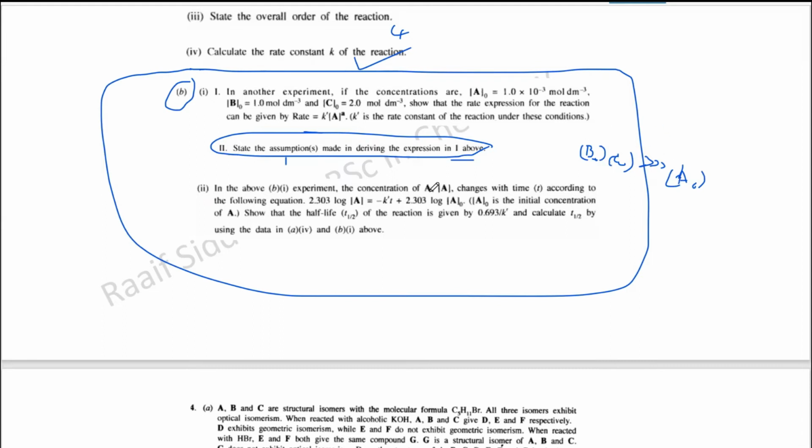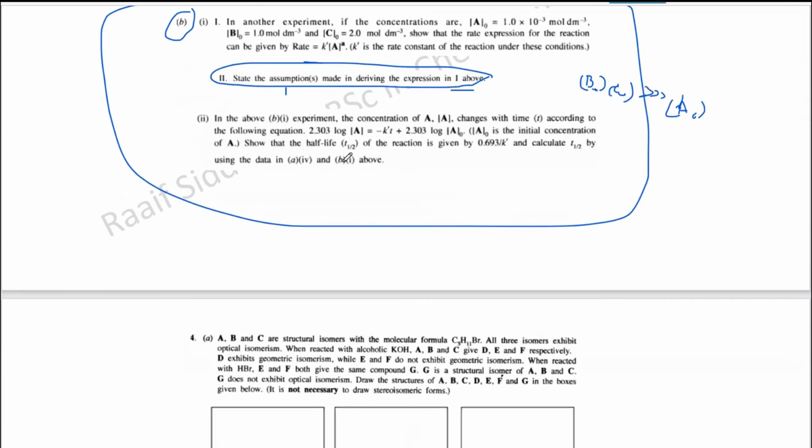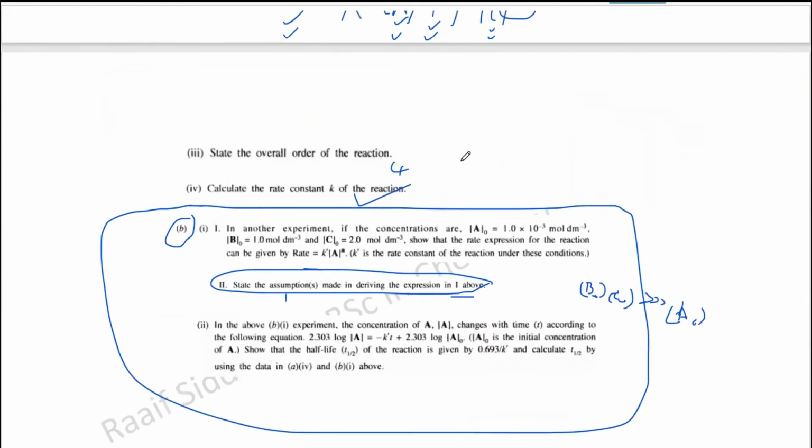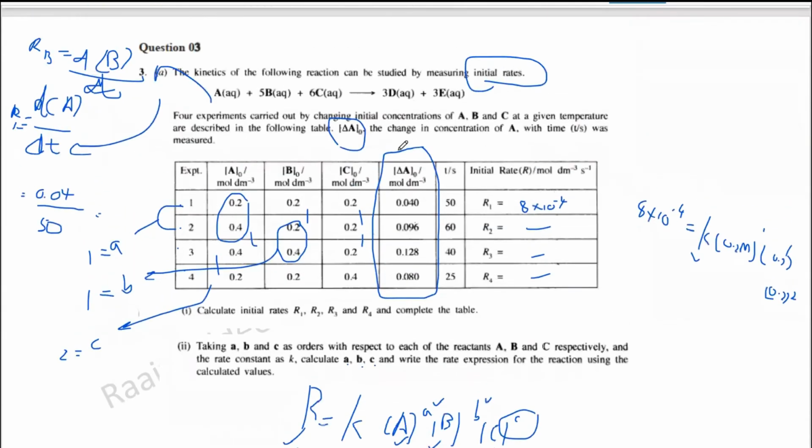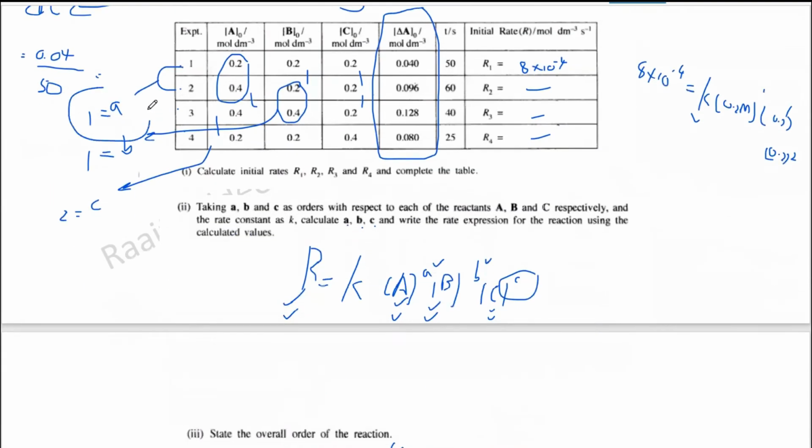Okay, this one. And the second one, in the above experiment V1, the concentration of A changes with time according to the following equation. Here in this question, they have not told you how this concentration changes, because we found that the order with respect to A is 1. So it should be the normal first order change, where the rate decays like this, and when you draw the graph, it should be this.